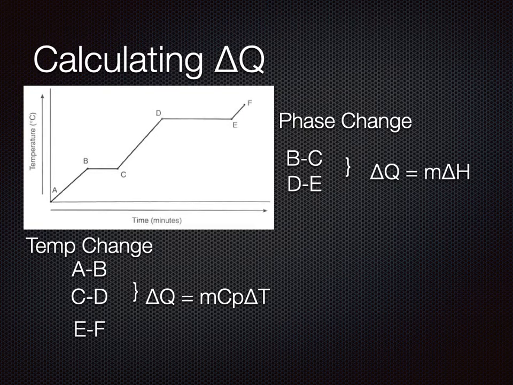By the way, if you start at A and go all the way to F, that would have to be 5 separate calculations. You can't do one calculation for temperature change and one for phase change. The delta H on the 2 phase changes are different. The Cps are different for every different form, solid, liquid, and gas, of any pure substance. So the number of different parts of that curve that you touch is the number of calculations you have to add together.